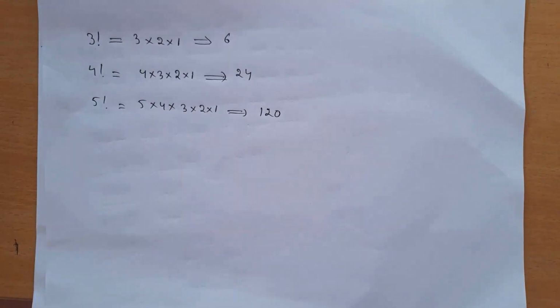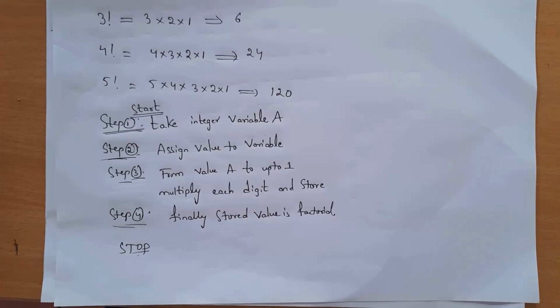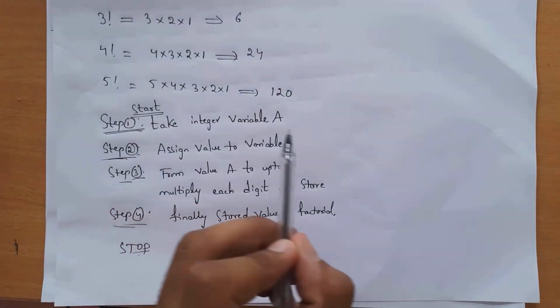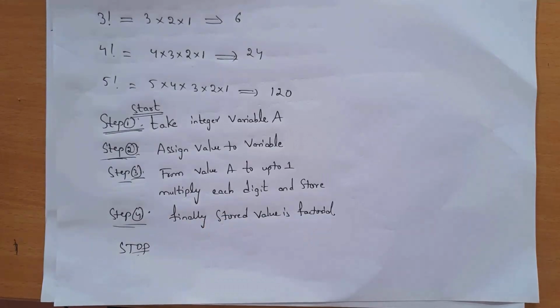Now I will explain algorithm to find factorial of a number. As we know, for each and every algorithm, step 1 is start. After that, take integer variable a. I am taking variable as a. And then step 2 is assign value to variable. For example, I want to find factorial of 5. So I am giving value of a as 5.